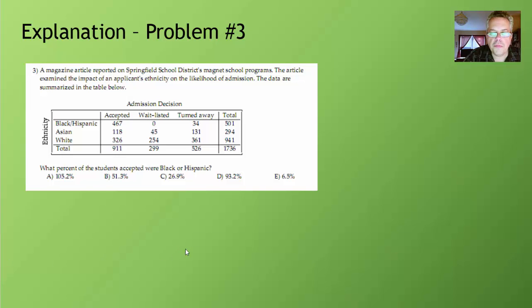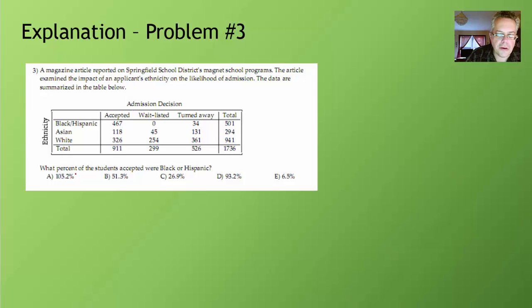All right, problem number 3. Oh, there's 3. A magazine article reported on the Springfield School District's magnet school problems. The article examined the impact of an applicant's ethnicity on the likelihood of admission. The data are summarized in the table below. Okay, there's all the data. Let's see what they want. It says, what percent of the students accepted were black or Hispanic?